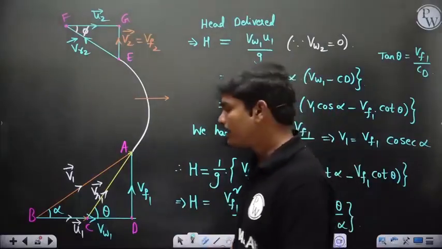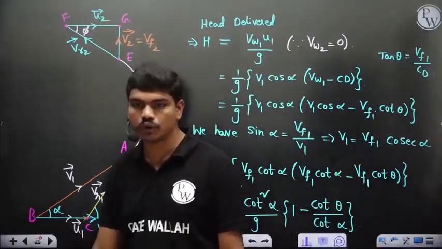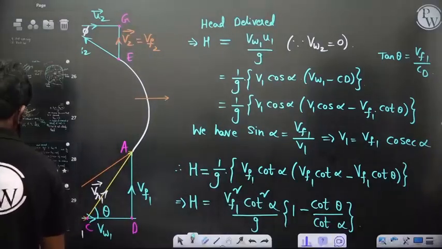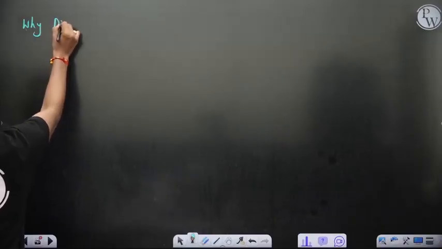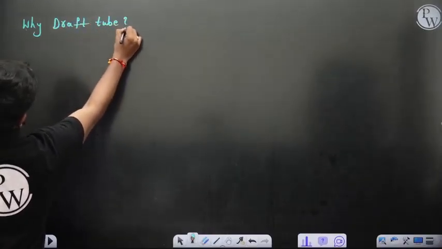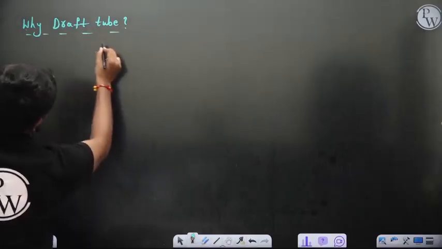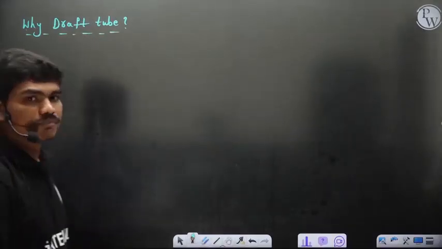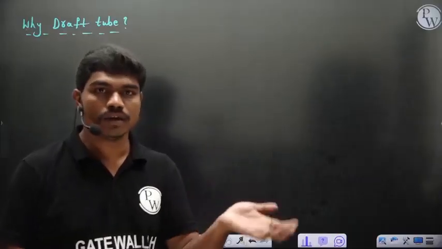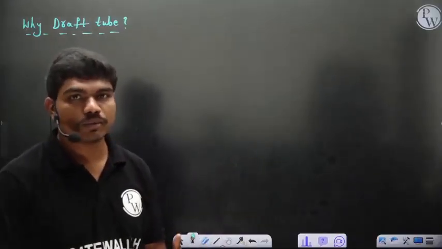That's all. Now we'll have a discussion on the draft tube. Why is the draft tube there? Because this itself is enough to achieve power, correct? Fluid will go impact the blades, then ultimately the runner will rotate and power gets generated. But how does the draft tube actually help us?